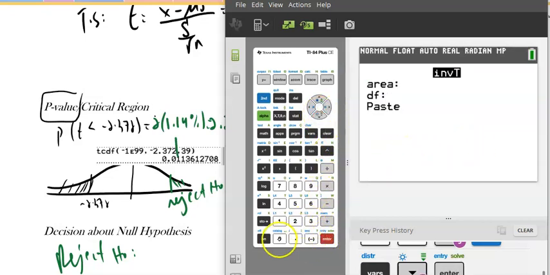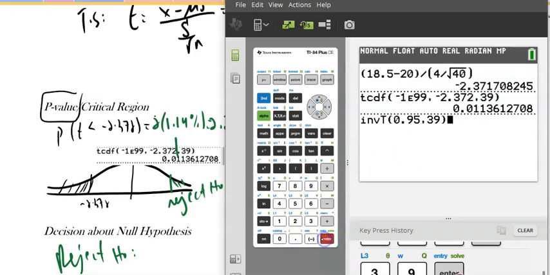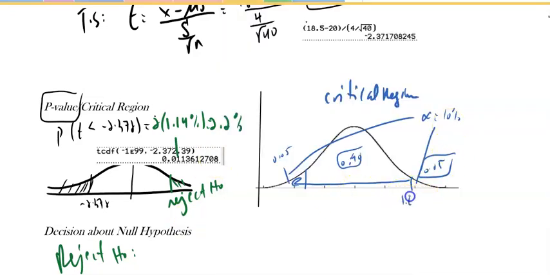I have no choice. I would go second distribution, inverse t-distribution. The area to the left is 0.95. Degrees of freedom are 39. And tell me what that cutoff is. 1.68 and negative 1.68. If you were doing a single-sided, that would have been 90%.